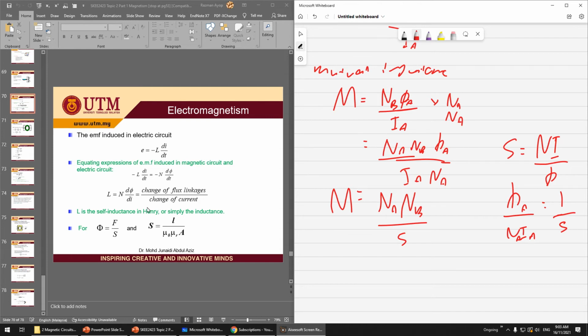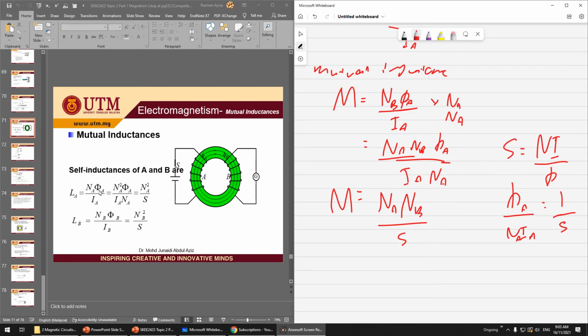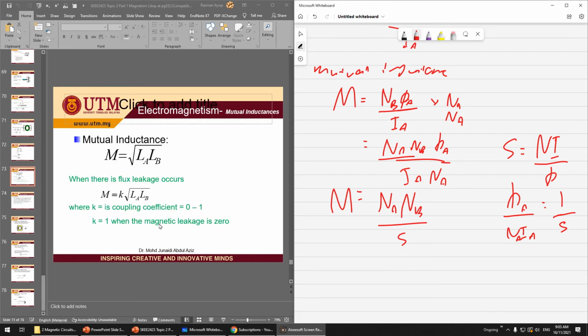And this one is also important: L equals N dΦ/dI. L equals N_A flux_A over I_A. This is for self, also the same as B. And of course the mutual inductance is M equals the square root of L_A L_B. And of course this one is flux leakage. Remember, recall back, some of the flux will leak out, so you have to multiply by a constant, like a coefficient. This coefficient is 0 to 1: 1 has no leakage flux, 0 has all leakage flux. K equals 1 when the magnetic leakage is 0.